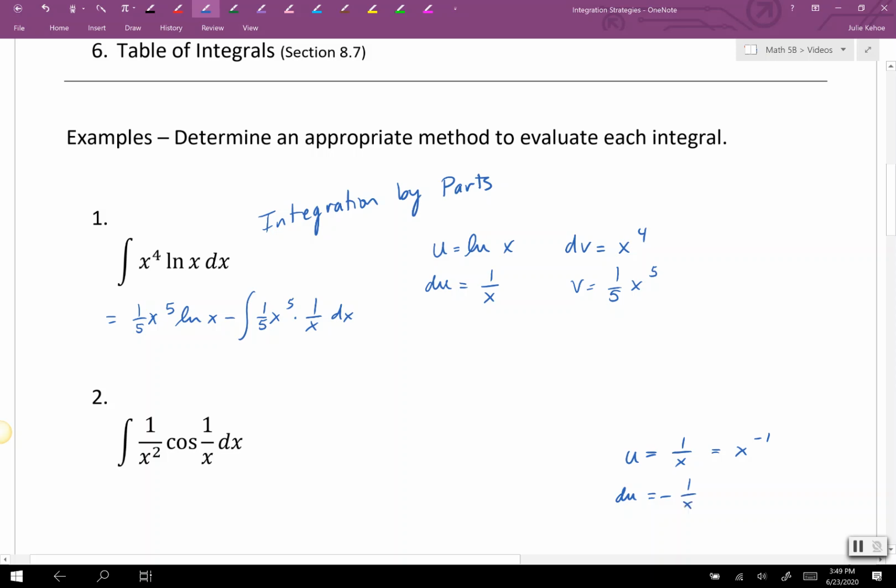negative 1 over x to the second, or if I use the power rule on the right one here, that'd be negative x to the negative second dx. And well, look at that, I've got a 1 over x squared right out front. So this u substitution would work nicely here. I would have cosine of u, and then the 1 over x squared dx would be replaced by du, which is definitely something I know how to integrate. So this one is just a classic u substitution, despite the fact that I have a product of functions here.